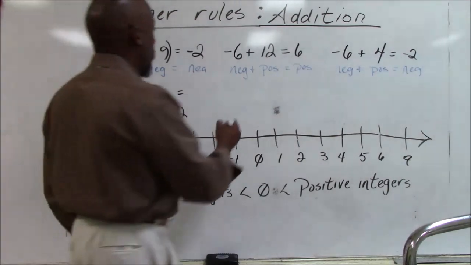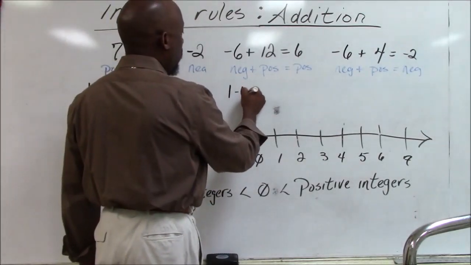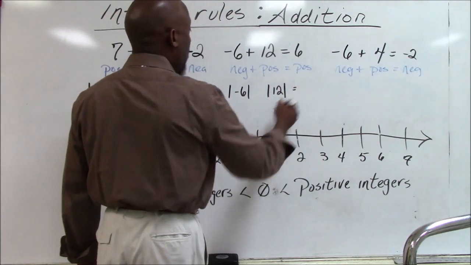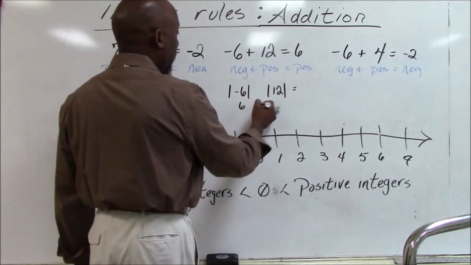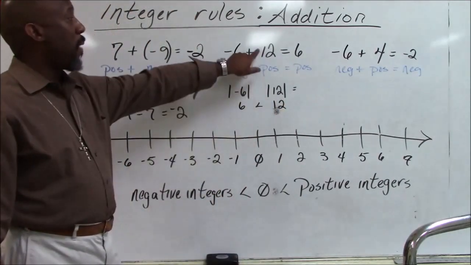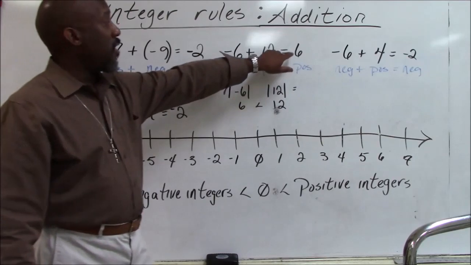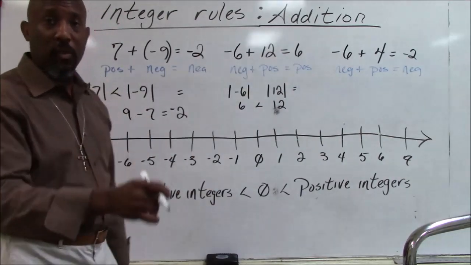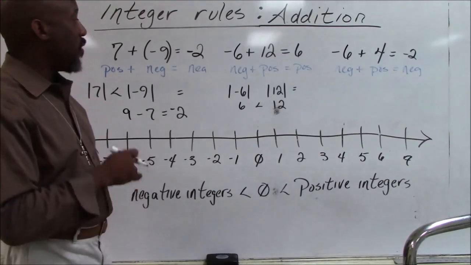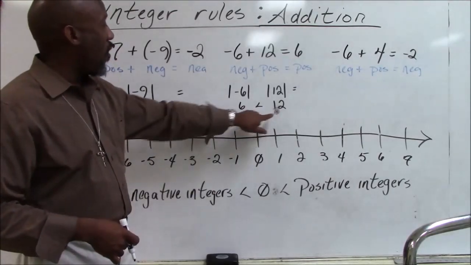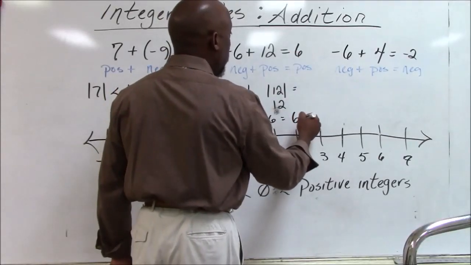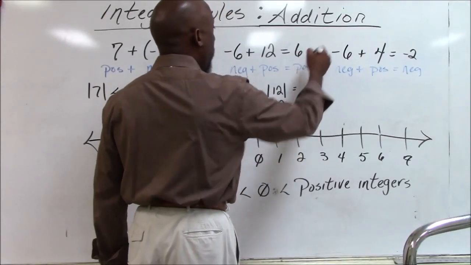In this case, we're going to compare the absolute value of negative 6 and the absolute value of 12, and we find out that 6 is less than 12. My higher absolute value is a positive number, so my answer has to be positive because the rule says you keep the sign of the higher absolute value, then you subtract. So now I'm subtracting 12 minus 6, and my answer is 6, and I bring it up here, and it's positive.